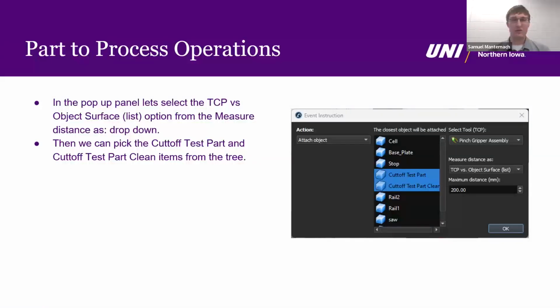In this case, we're going to be doing an attach object, and we'll do this with reference to our TCP versus object list. So you should see an option for measure distance as. In that dropdown, you're going to select TCP versus object surface and then list in quotation marks. This just lets us select the 2 objects that we're going to grab with the robot. Otherwise, if you were to just grab at random, it's going to start grabbing objects that are nearest to the tool center point. So in this case, we're just telling it we only ever want to pick up these 2 parts.